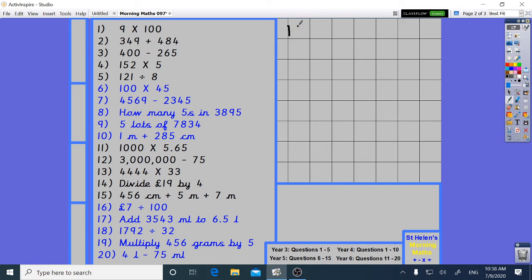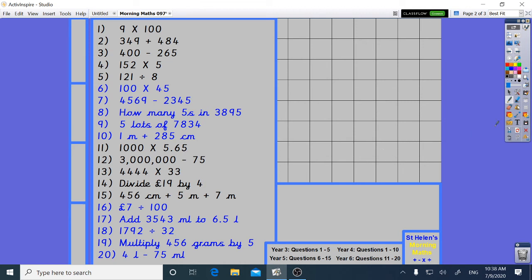Right, let's go speedy on question 16 for year 6. £7 divided by 100. £7, 2 places smaller, 0.07 pounds. That's the answer in pounds, otherwise known as 7p. £7 divided by 100. Divided by 10, 700p becomes 70p, but divided by 100, it becomes 7p.